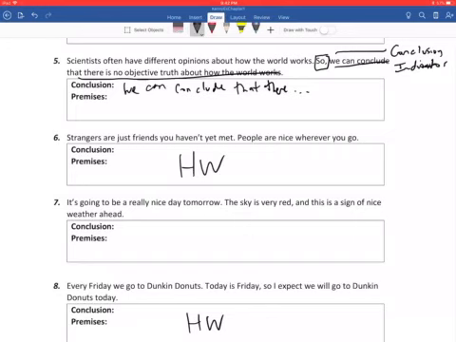But again, even if there was no so and there was no we can conclude, you can see this first thing, this claim that scientists often have different opinions about how the world works, is supposed to give us reason to believe the second claim, that there's no objective truth about how the world works. Right? So again, that's the key to distinguishing premises and conclusion. What gives us reason to believe what?